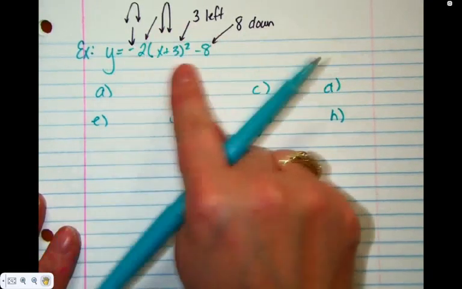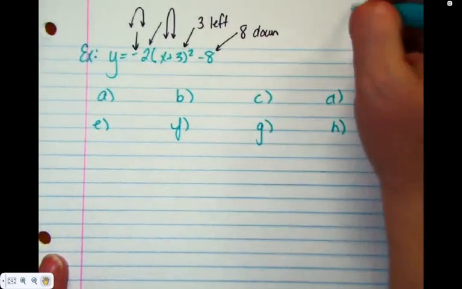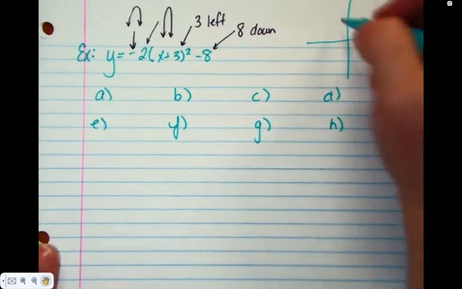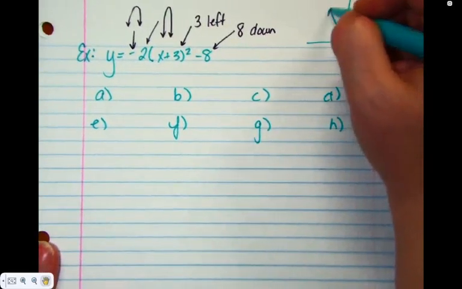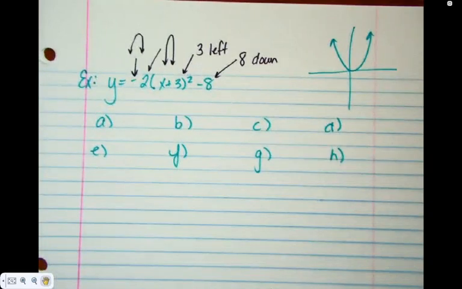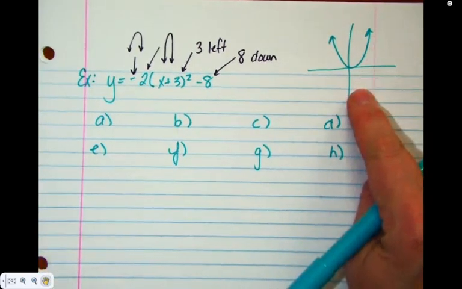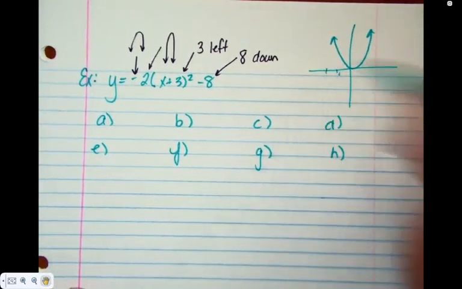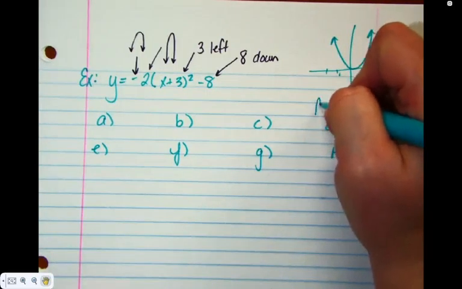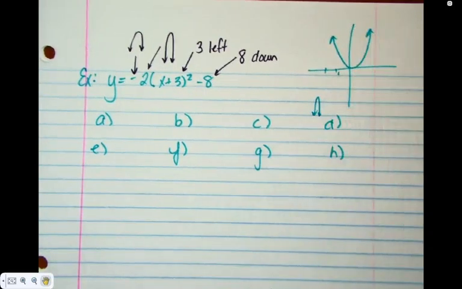The regular, normal parabola, x squared, is called the base parabola, and it looks like this. Its vertex is at 0, 0, its direction is up, and it has what we call a standard width. What is happening because of these numbers is that it has flipped down, it has gotten skinnier, it has moved 3 units to the left, and it has moved 8 down. So here is roughly what our new parabola looks like.